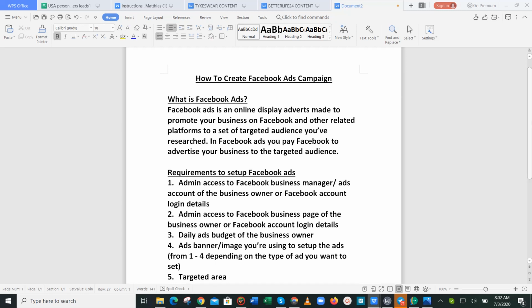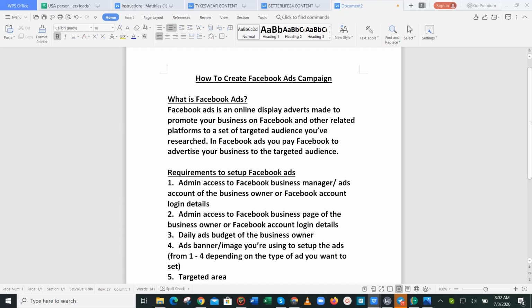So you can set it up so that it shouldn't show on Instagram, it shouldn't show on Facebook articles and other sites like that. I will show you where to set that up. So it said to a set of targeted audience, the targeted audience you've researched. So in Facebook ads, you pay Facebook to advertise your business to the targeted audience. You have to pay Facebook for them to advertise your product, for them to advertise your business to the targeted audience.